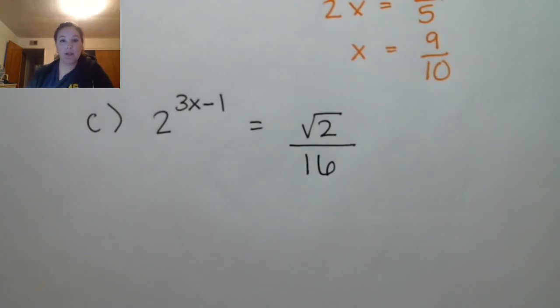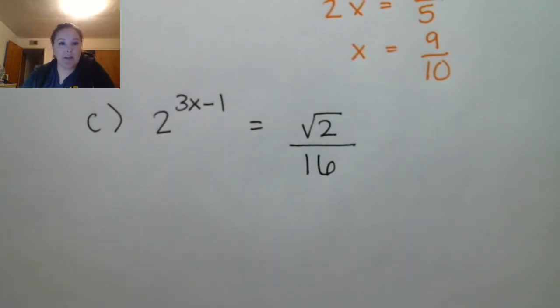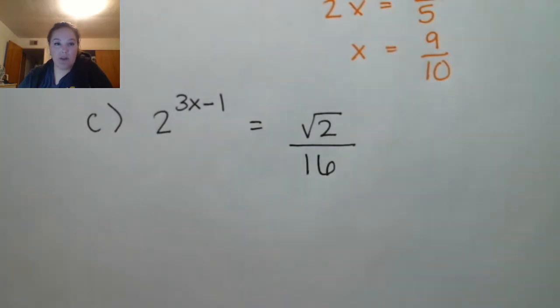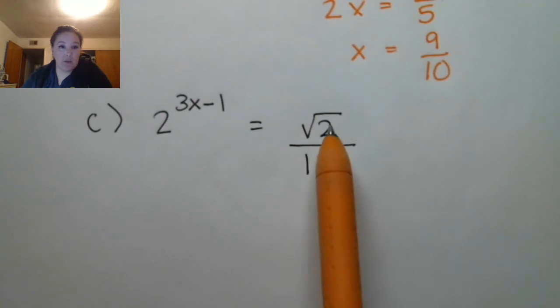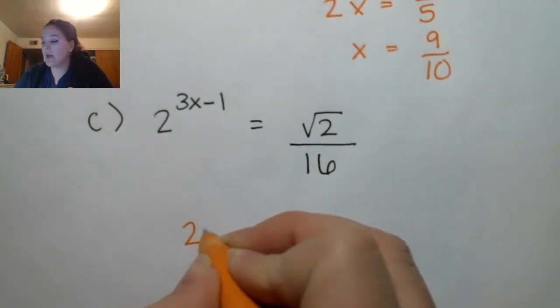So we're going to try to do the same thing here. So again, we can see that the exponential is already isolated. So this side is fine. We don't need to do anything. And then we're going to look at everything and see what number we might want to use as our common base. So here we have 2. Here we have root 2, which we know is obviously related to 2. And here we have 16, which is related to 2. So we're going to use 2 as our common base.